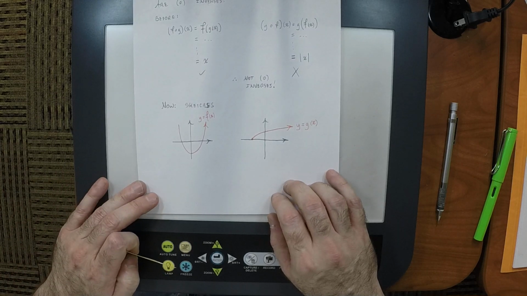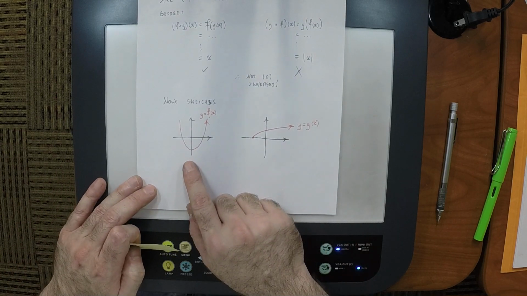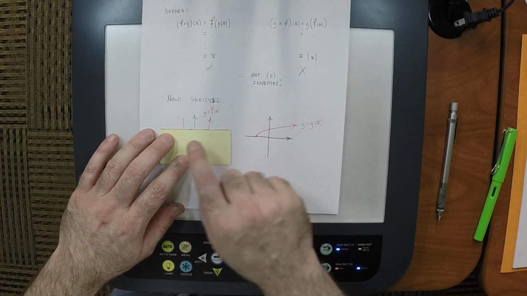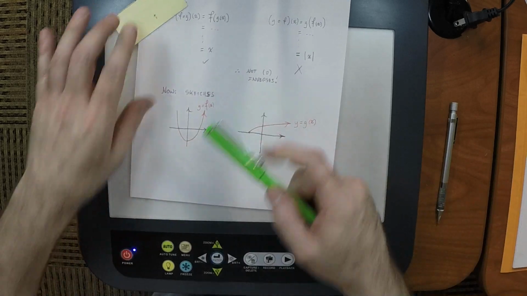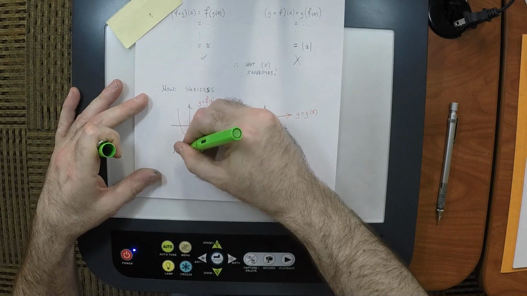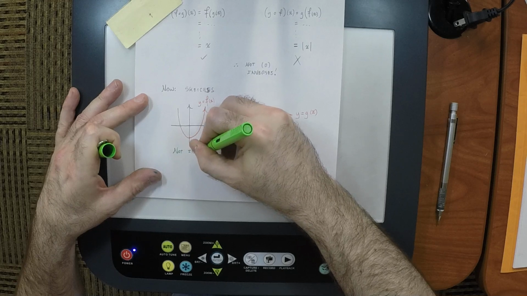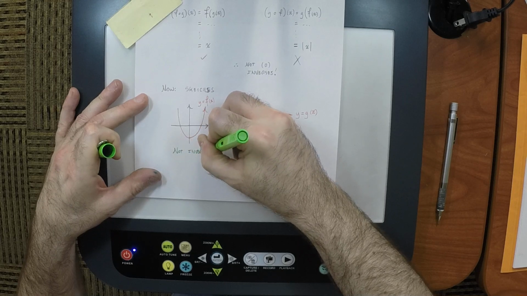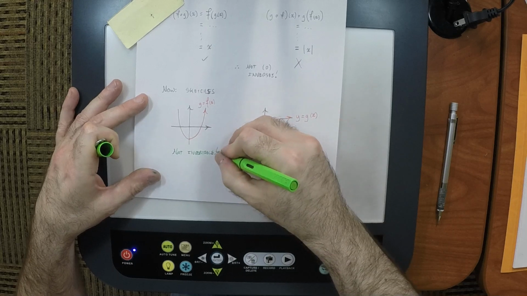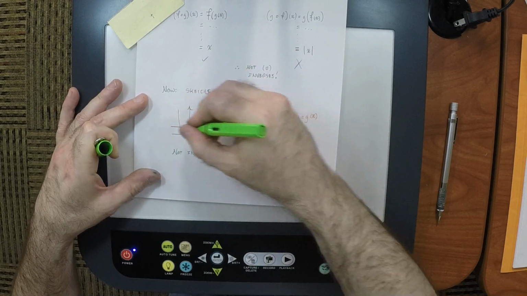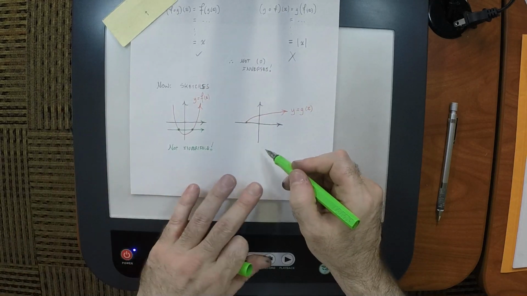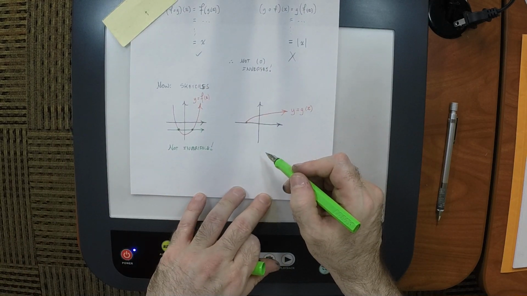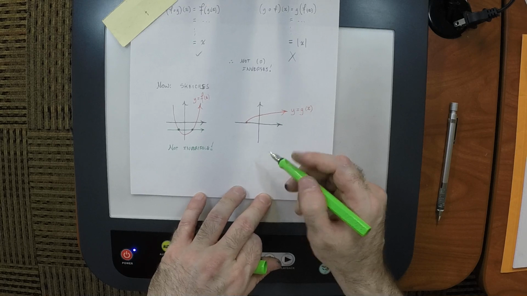Okay. But how about this one? Is this one invertible? It's not invertible. It's not invertible because it doesn't pass the horizontal line test. Not invertible because, you know, for example, that one. How about this one? Is it invertible? Does it pass the horizontal line test? It does.